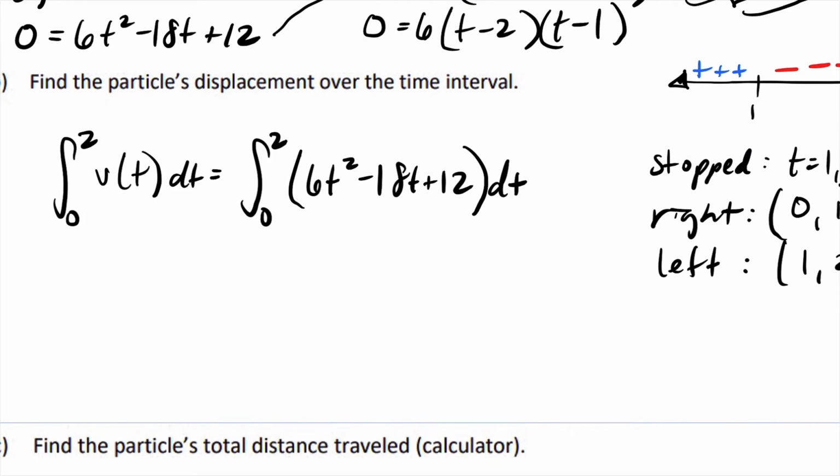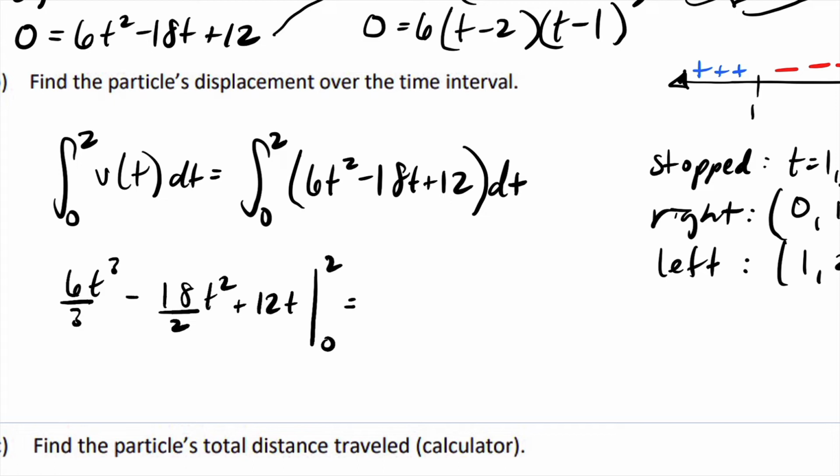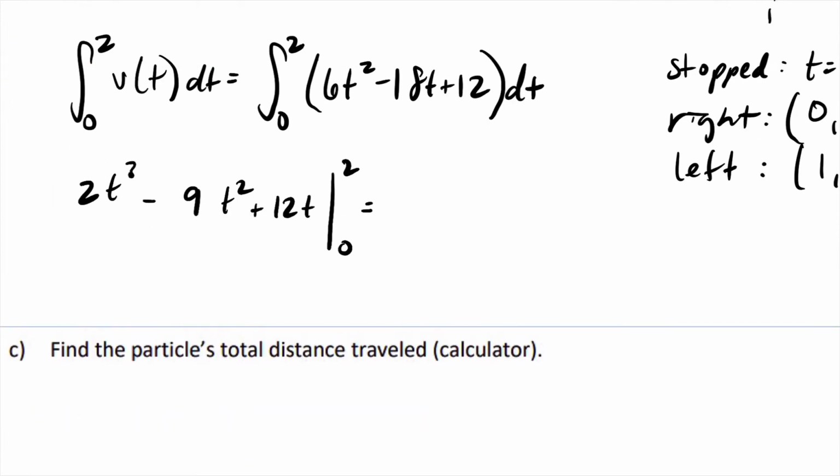Okay. You just take the integral of velocity to find displacement. Well, that's just a fundamental theorem question. So I got to find the antiderivative. The antiderivative is going to be 6t to the third divided by 3 minus 18t squared divided by 2 plus 12t, and then I got to evaluate it from 0 to 2. Okay, so let me change these up. This is going to be 2, this is going to be 9. Plug in 2, plug in 0. What do you get? That's your answer.